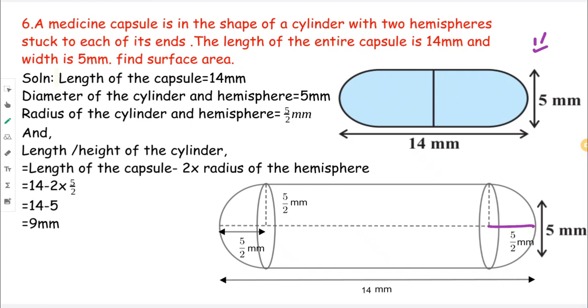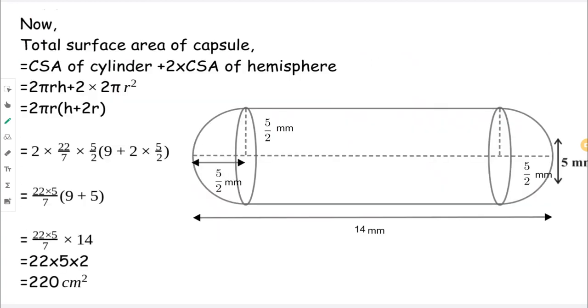So the length of the capsule is how much? 14, right? Then there's 2, so I've written here 2. Then what is the radius of the hemisphere? 5 by 2. So I can divide these two 2s. Then 14 minus 5, I'll get the length or the height of the cylinder to be 9 mm. That means from here till here is 9. Okay, so now we know we have everything here. We just have to directly put it in the total surface area of the capsule.